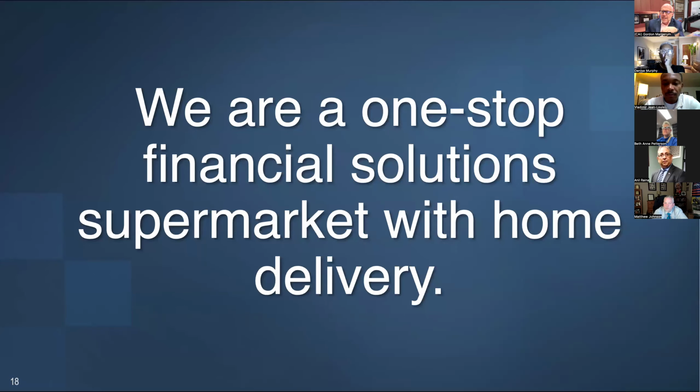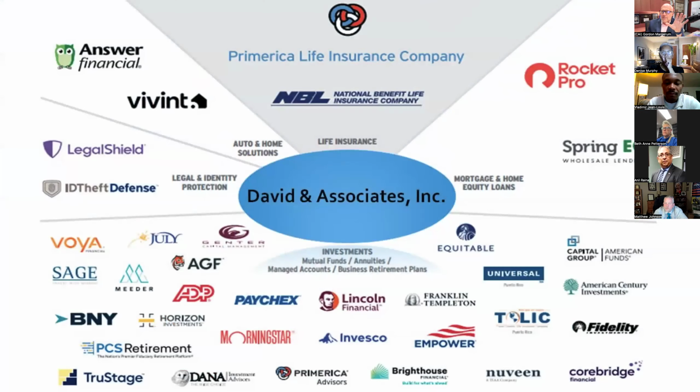We're a one-stop financial solutions supermarket with home delivery. We do a little bit of everything. If you look at this chart, the life insurance industry, there are people out there that make hundreds of thousands of dollars a year. We do life insurance, but we do it better than everybody else. We do it better than State Farm, better than Nationwide, better than Northwestern Mutual.